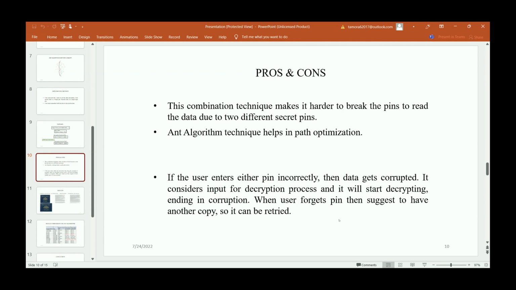So the suggestion I have here is, when the user forgets the pin, like if I feel, okay, I have forgotten my pin for that image or the video, you can copy it and keep another copy, so that you can try a different pin. But is it a way? It is just a suggested way, because if I really don't remember my pin and I just want to try randomly, that is not going to work, because the probability and the combination is going to be so much higher. So that is one problem here.